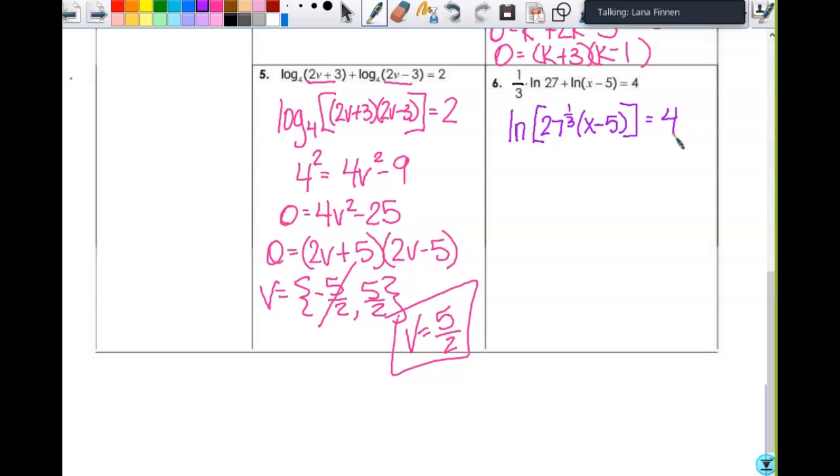So 27 to the 1/3 power is what? 3, because it's the cube root of 27. When I rewrite this in exponential form, what's my base? E, because it's a natural log, so it's e. So I would have e to the 4th equals, now this becomes 3, right? And then it has to be distributed, so I'm just going to do that one time. And with 3x minus 15.